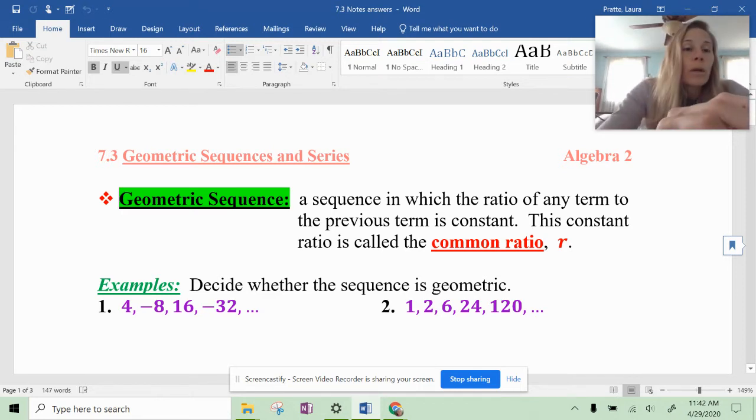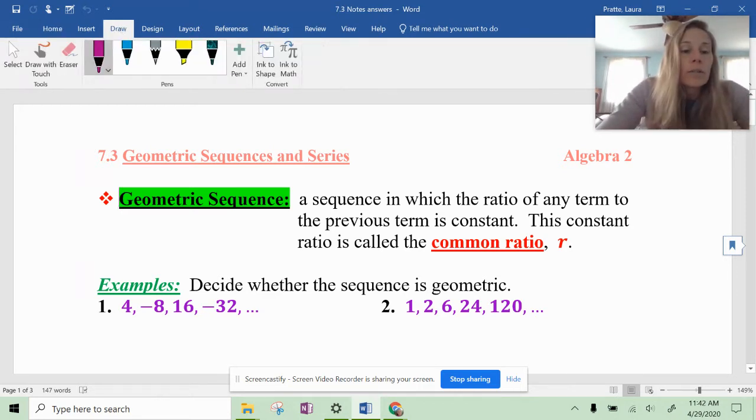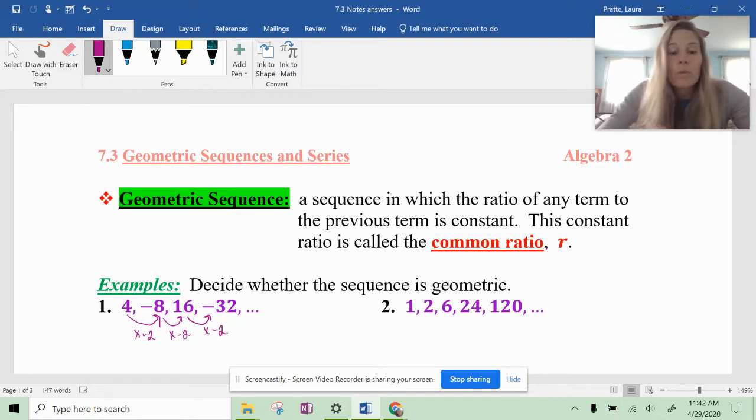If I look at this first example here, how would I get from 4 to -8? Well, I'd have to multiply by -2. To get from -8 to 16, I would multiply by -2. To get from 16 to -32, I would again multiply by -2. So we know that this is a geometric sequence.